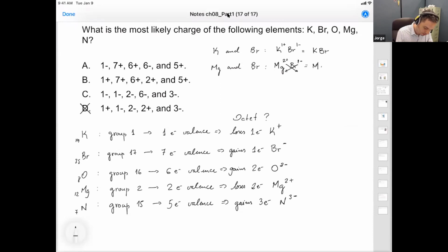Okay. Every time you have 1, you don't need to put the number there, but anything different from that, you must add it. Therefore, the formula for the compound is MgBr2, which is called magnesium bromide. And the 2 is there because we need 2 atoms of bromine to get the 2 electrons that are being donated from magnesium. Remember, always when you have an element losing electrons plus an element gaining electrons, that's going to be an ionic compound, and the kind of bond formed is called ionic bond.